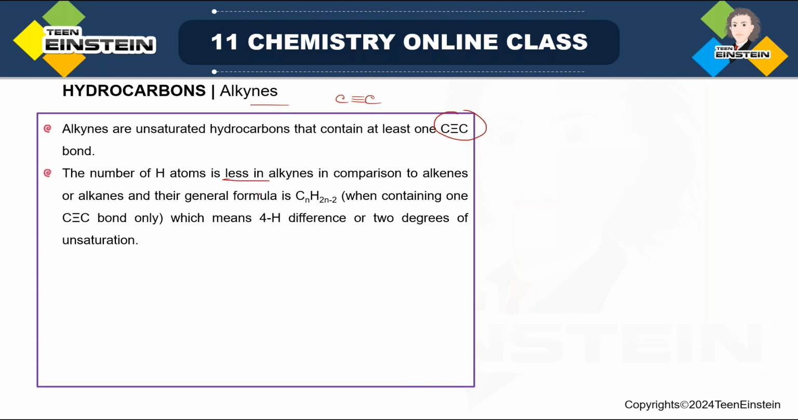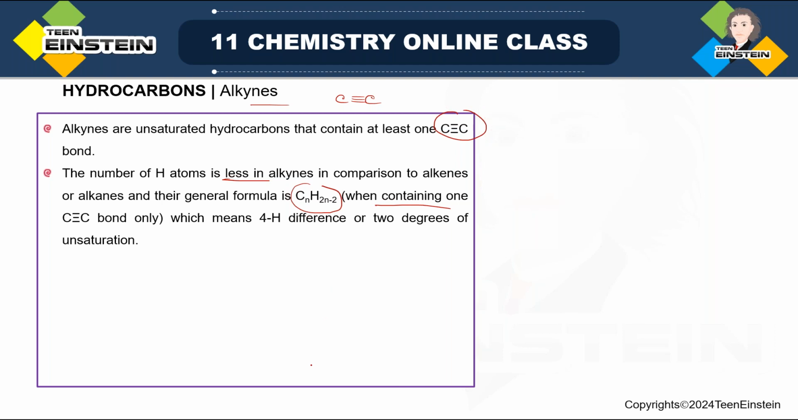So the number of hydrogen atoms is less in alkyne compared to alkenes and also compared to alkanes. And what is the general formula? The general formula is this one, but remember in the bracket it is mentioned that only when there is one CC triple bond can you consider this general formula.